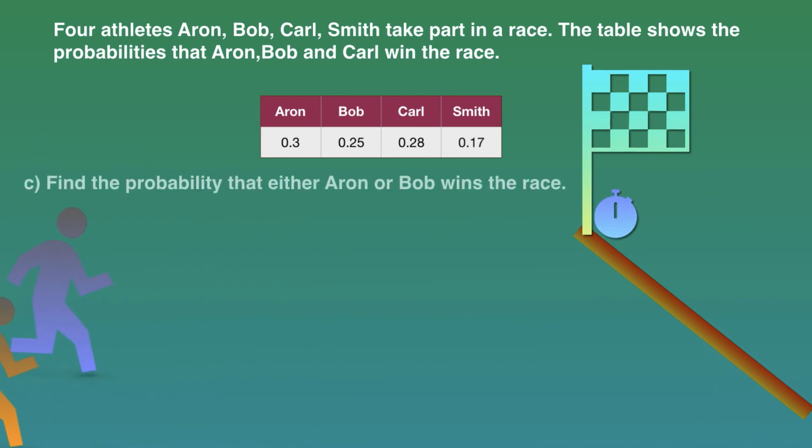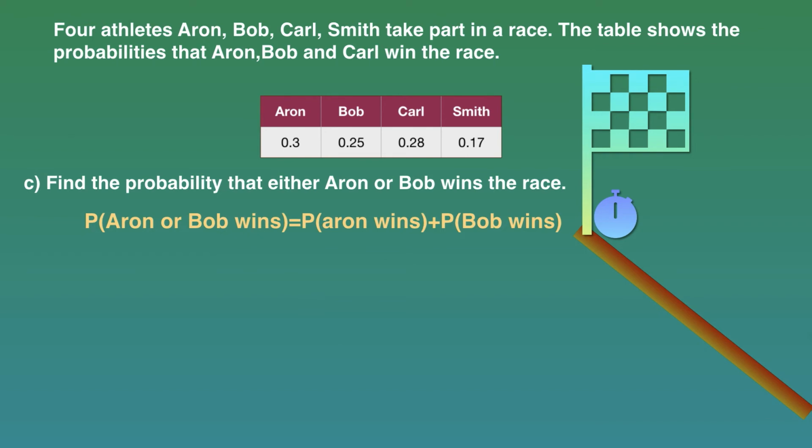In part C, we got to find the probability that either Aaron or Bob wins the race. Events that Aaron wins or Bob wins the race are actually mutually exclusive events, as the race can be won by Aaron or Bob at a time. There cannot be two winners at the same time. So we can use the OR rule and add the probabilities to give 0.55.